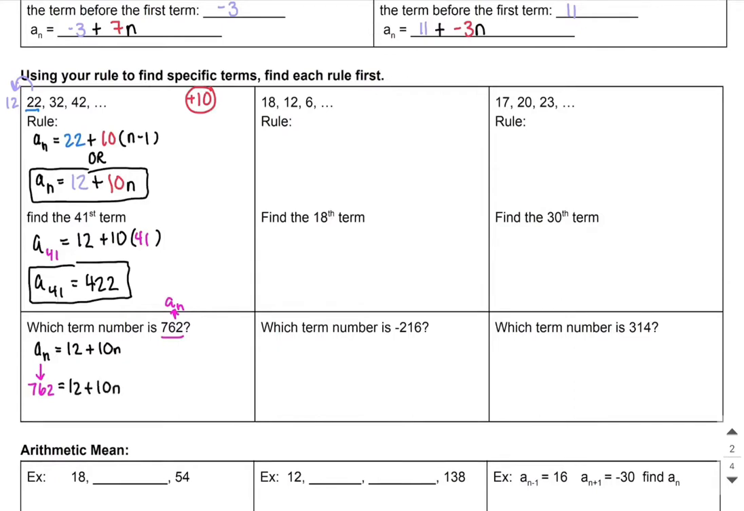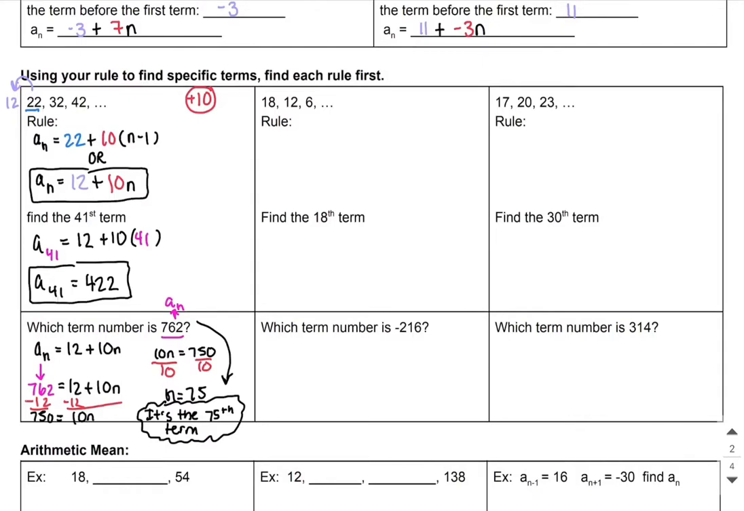I have 12 plus 10n. I'm subtracting 12 on both sides. That's going to give me 750 is equal to 10n. I'm going to divide both sides by 10, and I'm going to find that n is equal to 75. So 762 is the 75th term.